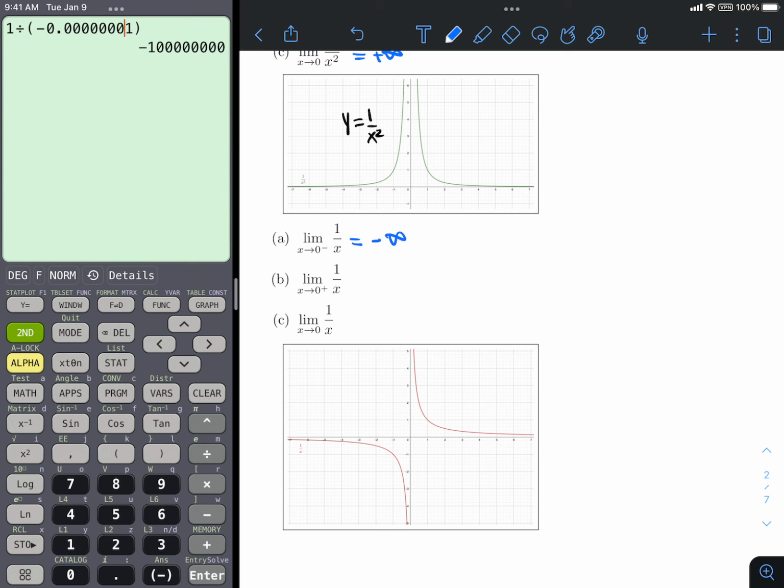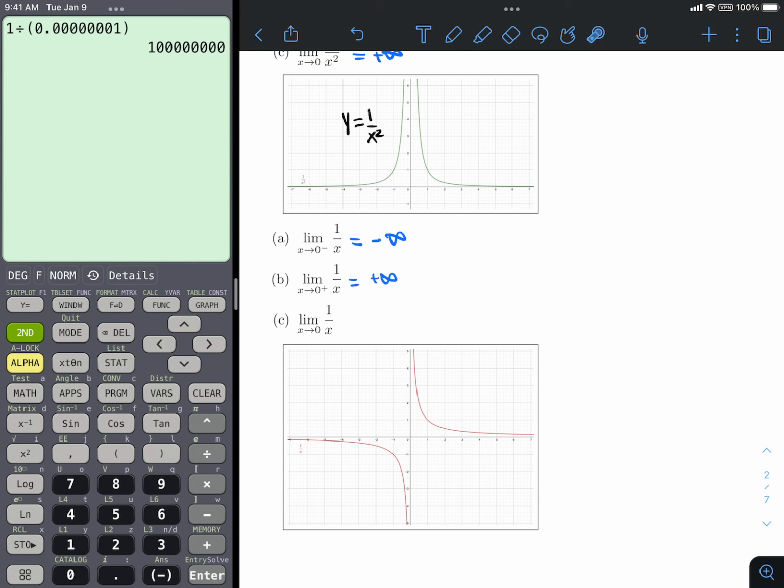So what about b? What if I'm making x close to 0 but from the right? Now I'm making x very, very small but positive. The same thing will happen. I remove this negative sign. Y becomes bigger and bigger, but it stays positive because the bottom doesn't have a negative sign. Okay? So this is plus infinity. I can also just write infinity and omit the plus sign. That works the same way.